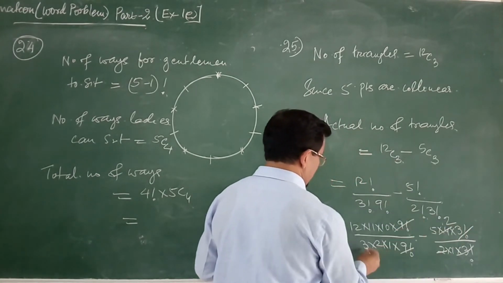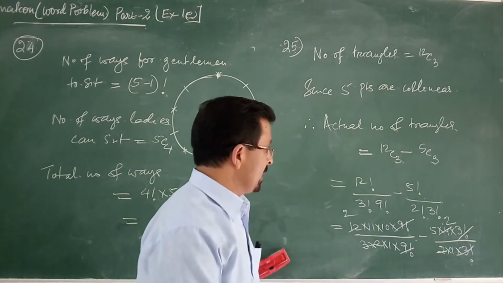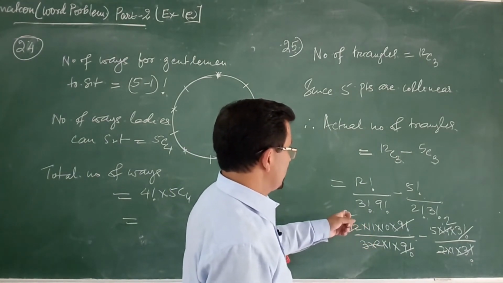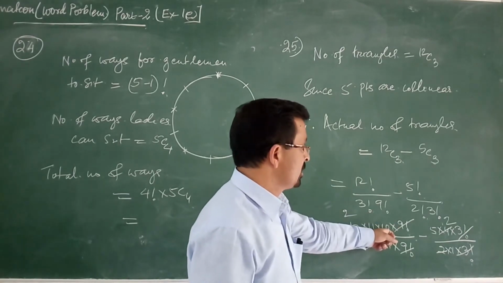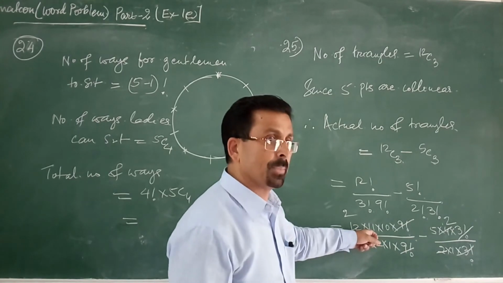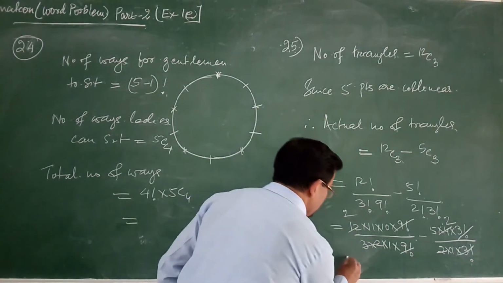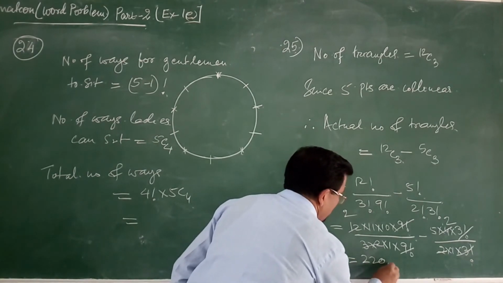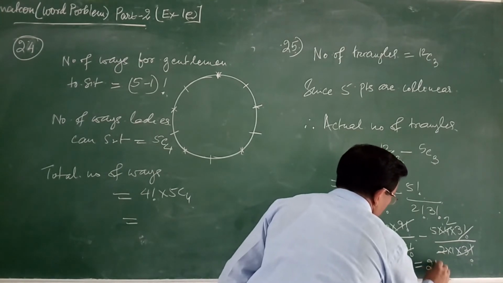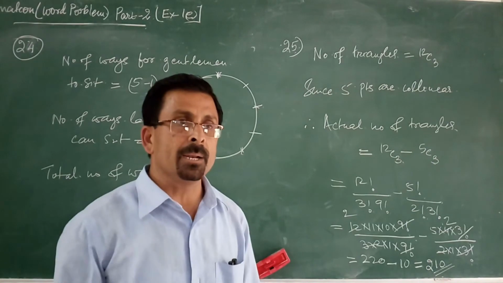This will cancel. This one, 3 to the 6, 6 to the 12. Am I clear? How many does it come to now? 11 to the 22, and 22 into 10 is 220. This is 220 minus 5 to the 10. So you will have a total of 210 triangles. Is it very clear? Yes, sir.